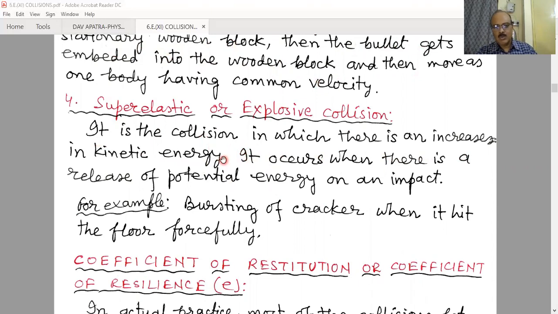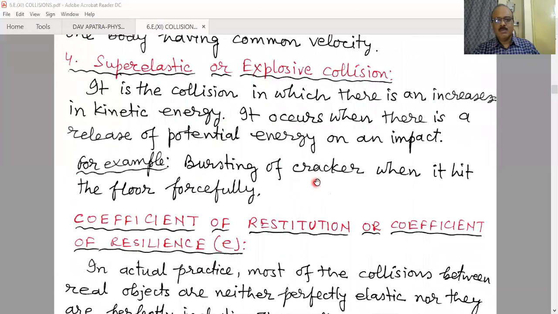But in some cases, when an explosion takes place during the collision, some other form of energy is converted into kinetic energy. Therefore, when the kinetic energy after the collision is more, this type of collision is known as super elastic collision or explosive collision. Practically, we do not consider this a pure collision, because some external source of energy is involved. It occurs when there is a release of potential energy on impact. For example, the bursting of a cracker when it hits the floor forcefully. After striking the floor, the different fragments of the cracker possess more kinetic energy than before the collision.